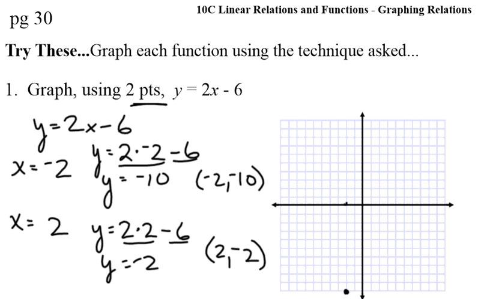And then we have point 2, negative 2. And there's where we can connect with a line, there's our graph. Add arrows to say that it's going forever in both directions. And there we go. 2 points.